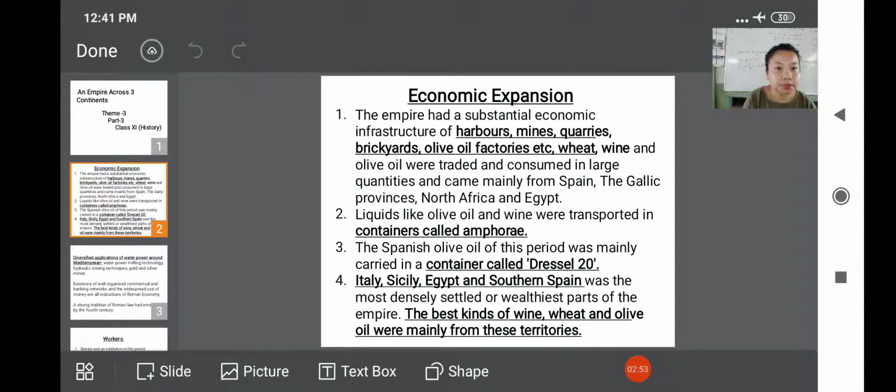Number 3, the Spanish olive oil of this period was mainly carried in a container called Dressel 20.